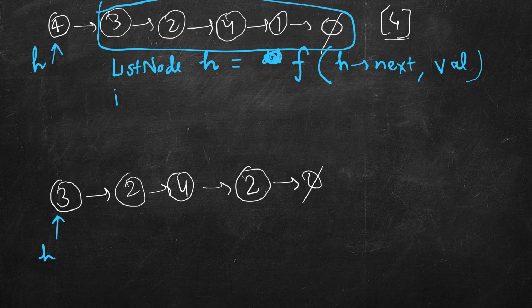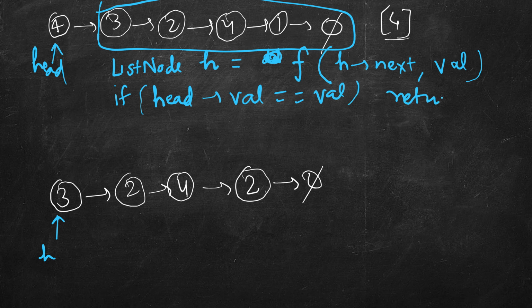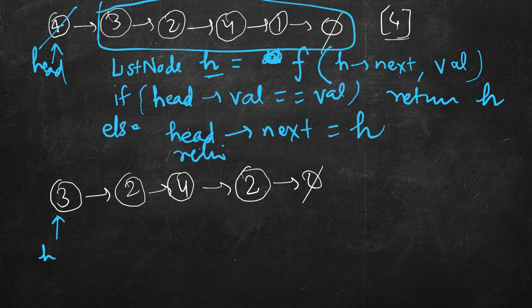And what we will do: if head val is equal to val, that means head will be deleted. In this case we return h, so the head is effectively removed. Else, if head is not equal to val, we will set head next equal to h and then return head. So it will work for both the cases. Here we are simply returning whatever this call returns.